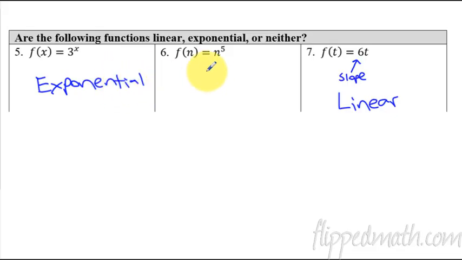And then this is the one where yes, you do have an exponent, but the x is not in the exponent, or in other words, the variable is not. In this case, it's an n. So this one's just neither. It's neither exponential, nor is it linear. Neither. Okay, so that's how you do those.